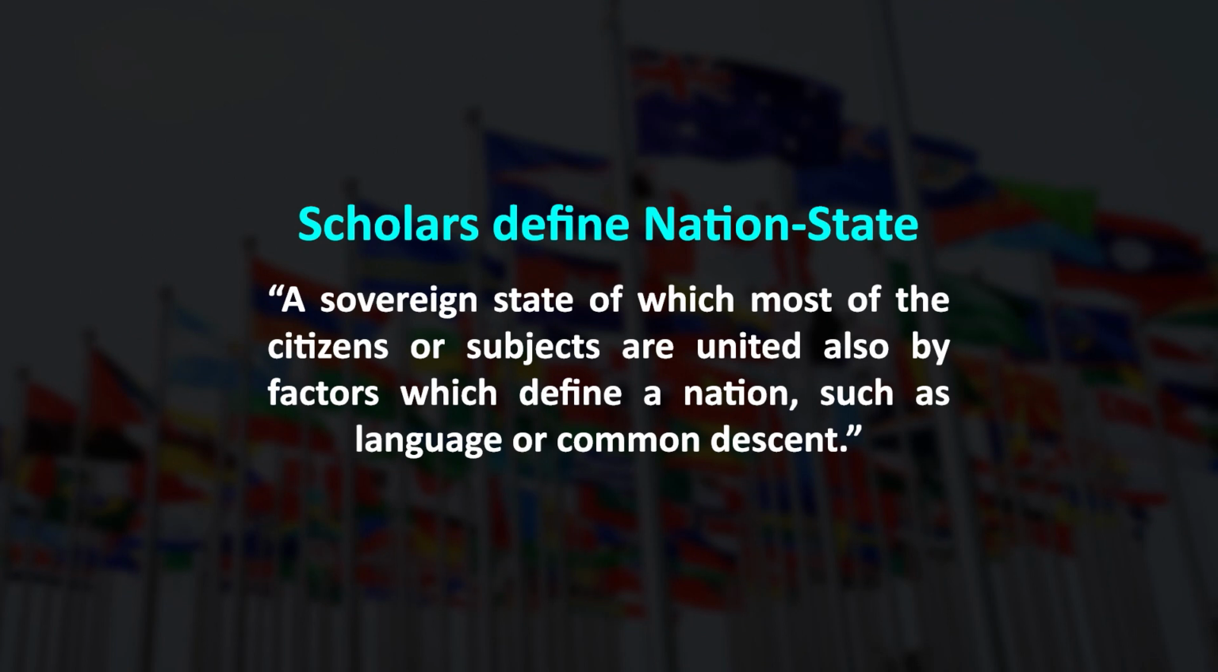In general, scholars define nation state as a sovereign state of which most of the citizens or subjects are united also by factors which define a nation, such as language or common descent. To put it simply, nation state implies that a state and a nation coincide. It is important to remember that there could be nations without a state as well.